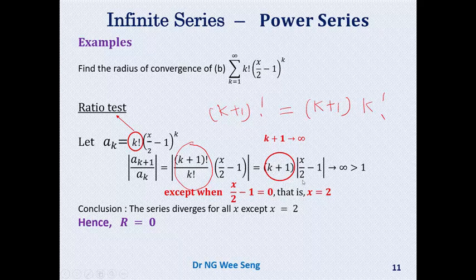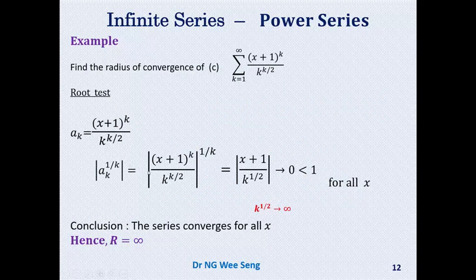Obviously, when k goes to infinity, so does k+1. So therefore, the limit is equal to infinity, which is obviously greater than 1. So we conclude that the series diverges for all x, and not to forget, except when x equals the center of the series. In this case, that's when this term in the modulus sign is equal to 0. So this is the only exception. So anyway, this is case 1 when the radius of convergence is 0.